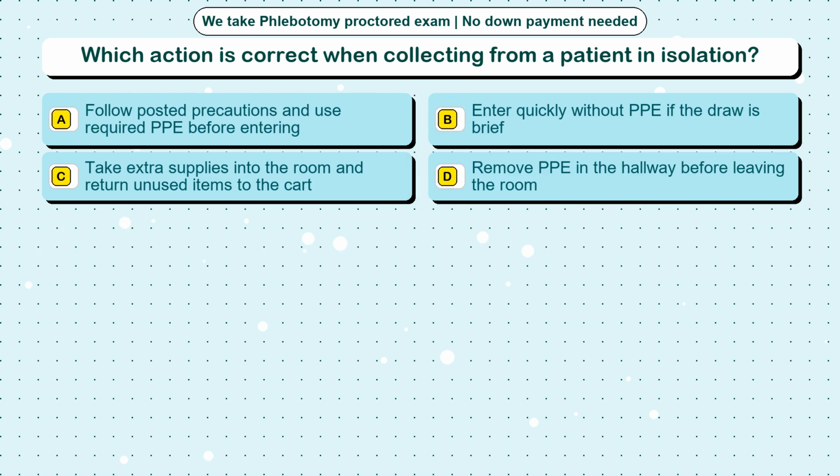Question 9. Which action is correct when collecting from a patient in isolation? Option A. Follow posted precautions and use required PPE before entering. Option B. Enter quickly without PPE if the draw is brief. Option C. Take extra supplies into the room and return unused items to the cart. Option D. Remove PPE in the hallway before leaving the room.